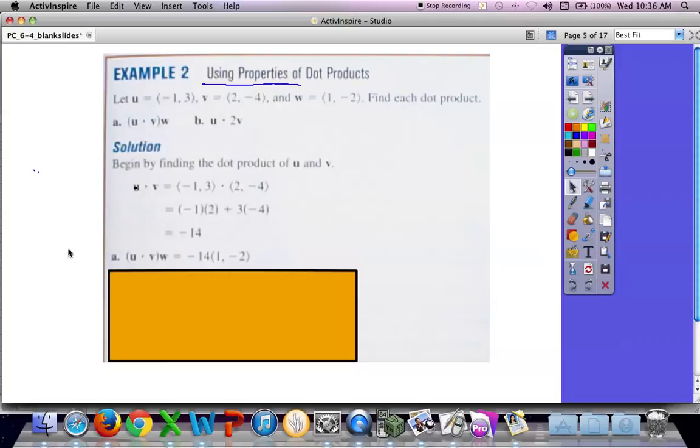And then that is scalar multiplication. So what would that equal? Negative 14, positive 28, right?